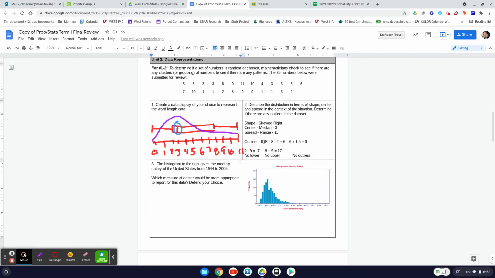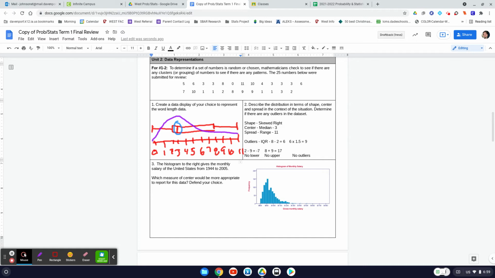For the next problem, number 3, the histogram to the right gives the monthly salary of the United States from 1944 to 2005. Which measure of center would be more appropriate to report for this data? Defend your choice. Now, this is a histogram, so we need to figure out what type of distribution. If it is uniform or mound shape, it does not matter which one we choose, mean or median. If it's bimodal, it has to be your median. If it's skewed left or skewed right, it also has to be your median.